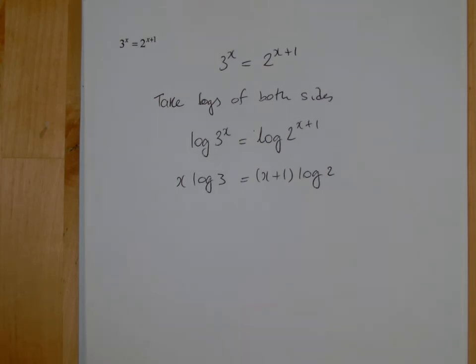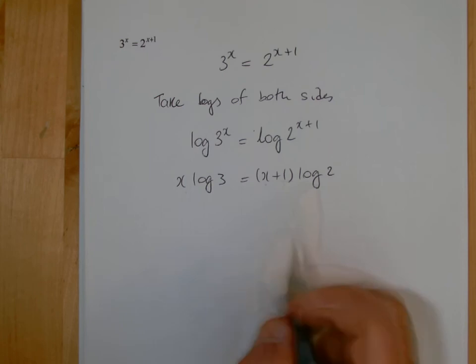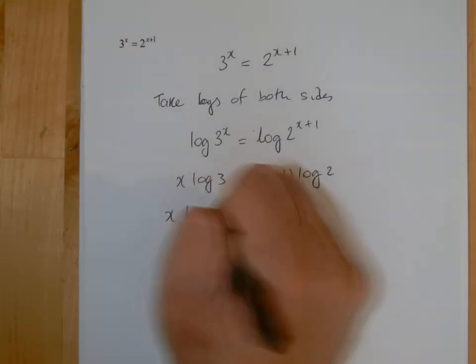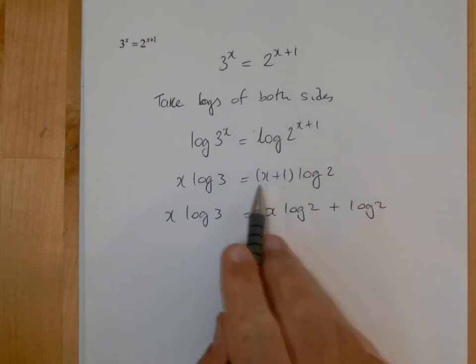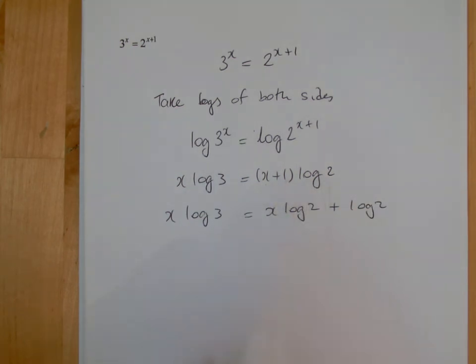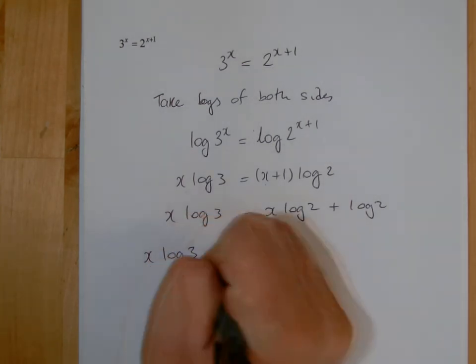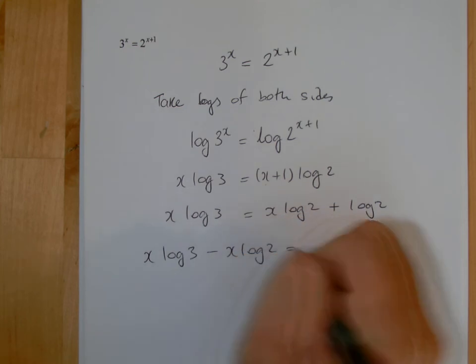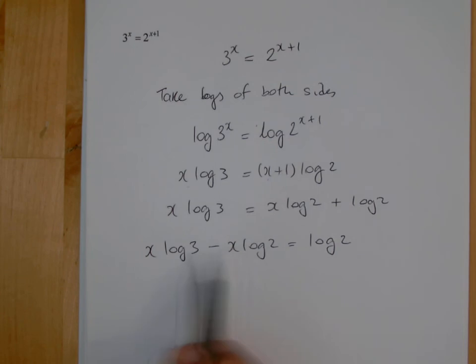What we need to do is get the x's onto one side, because we want to get the x equal. Maybe we need to factorize at some point, but at the minute I've got an x here, I've got an x here, so I'm going to have to expand that bracket. So I'm going to have x log 3 equals x log 2 plus log 2. So x times that, 1 times that. Then I'm going to get the x's onto one side, so x log 3 take away x log 2 equals log 2. And think then, how do I get my x on its own?